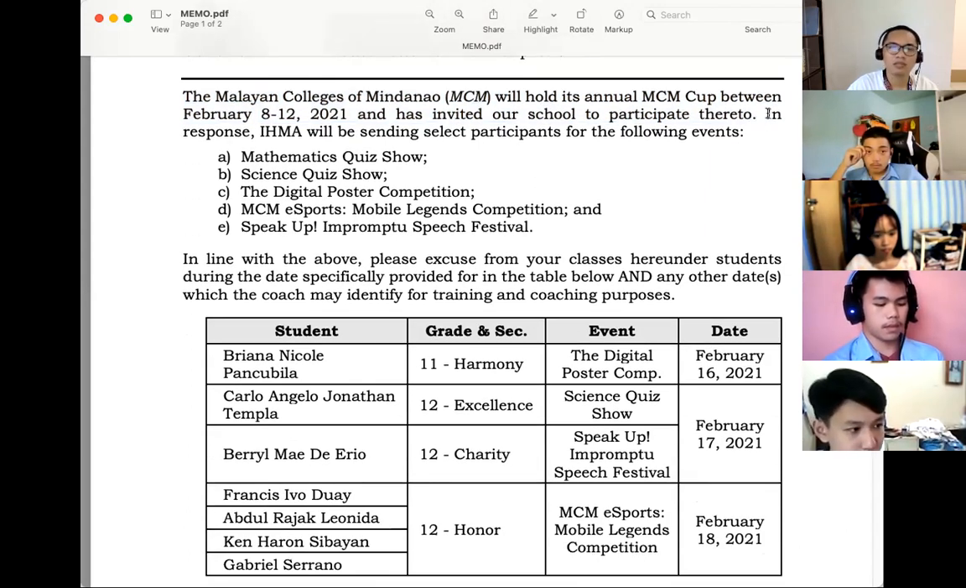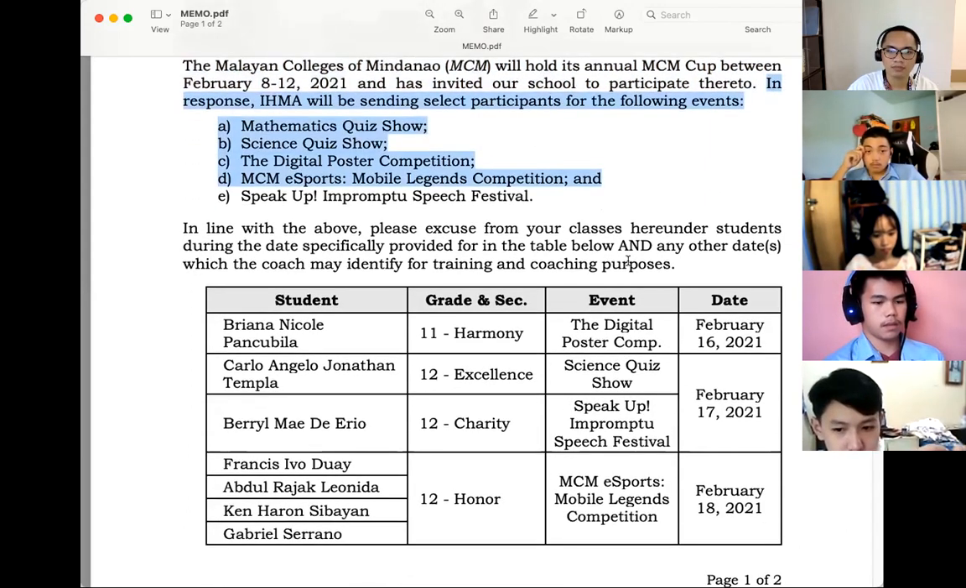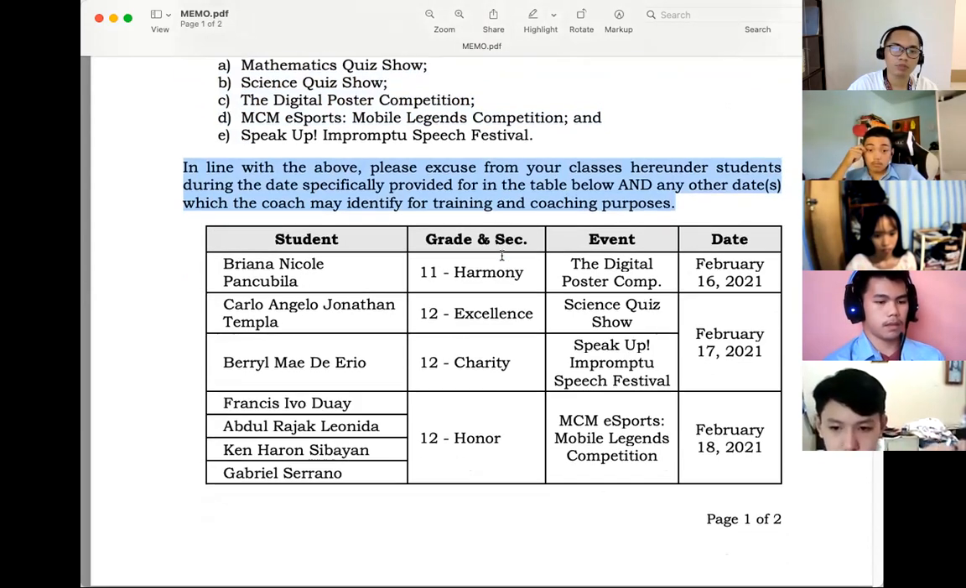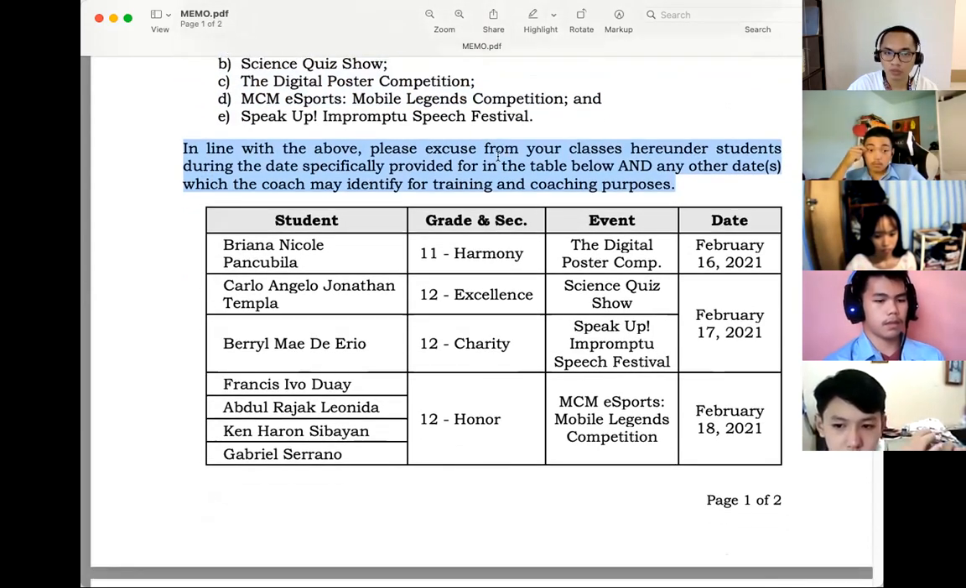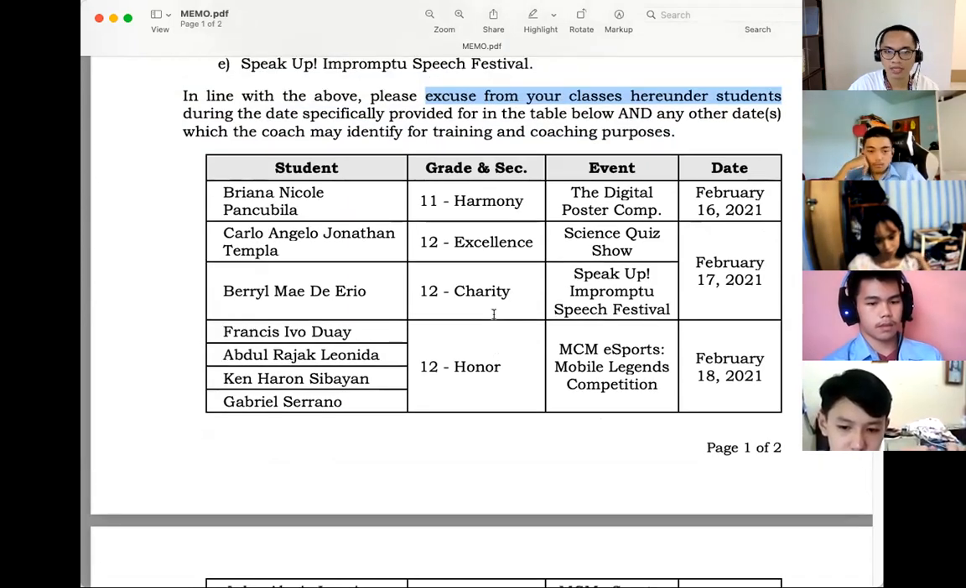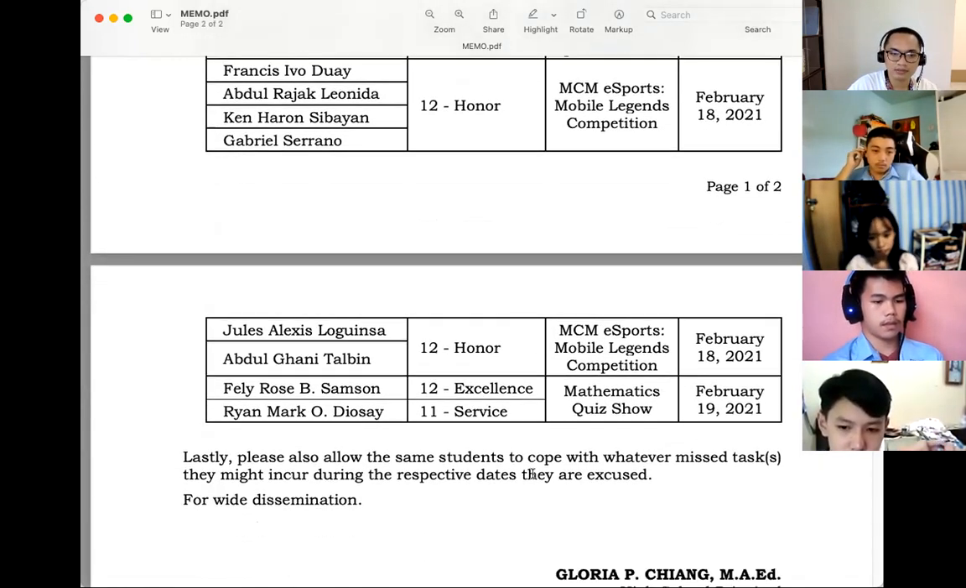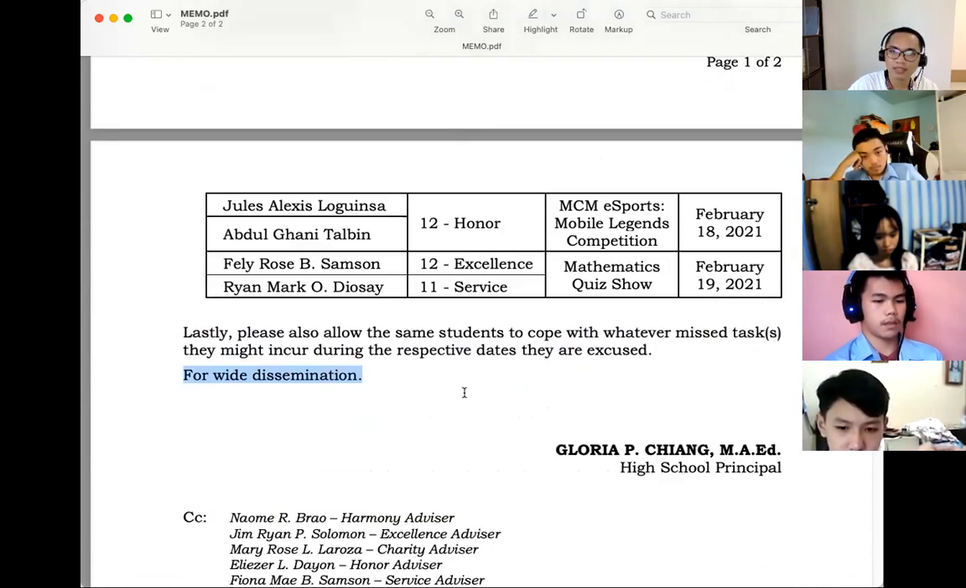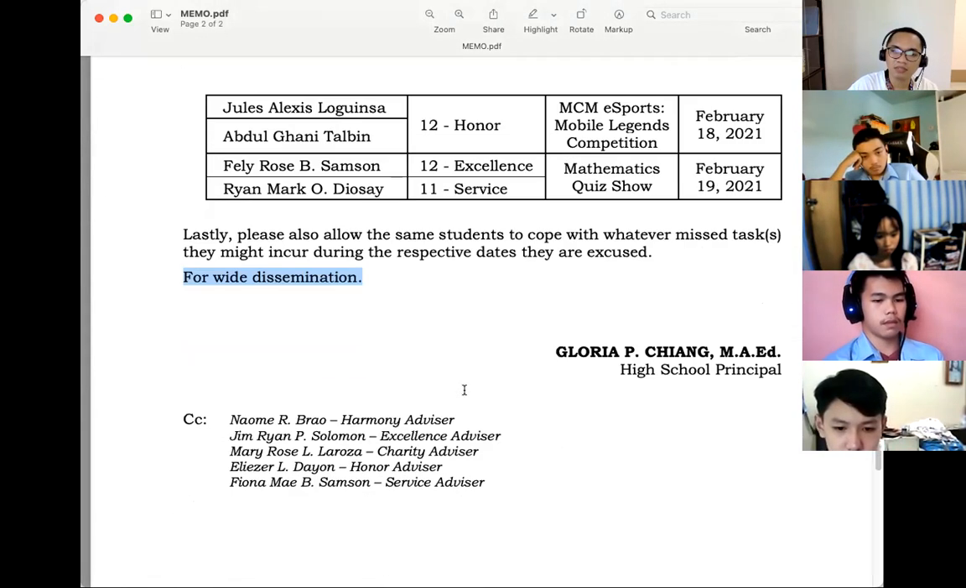After which you will have to elaborate on your purpose. What is the purpose of this memo? What do you want to achieve by this memo? To excuse the students from their classes. Then there are additions. Just read this. You can look for memo examples on the DepEd website.